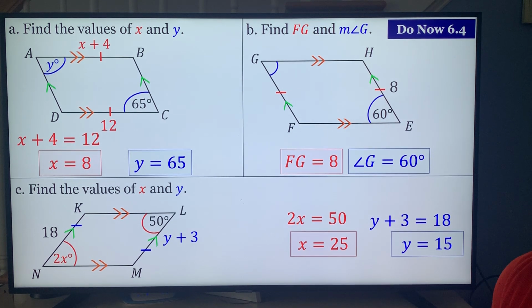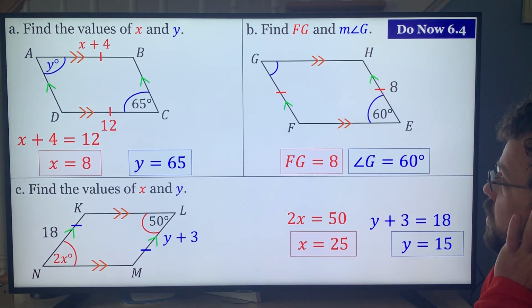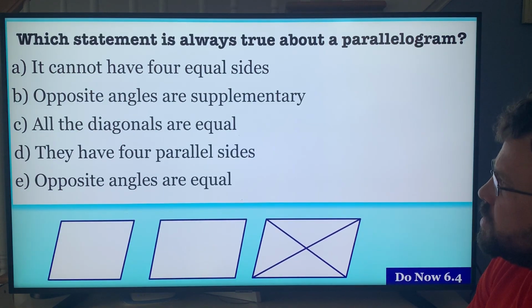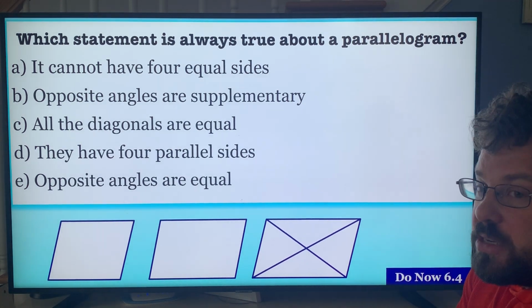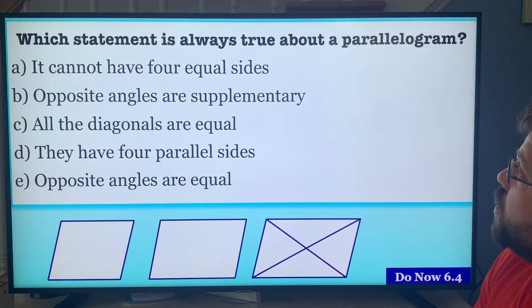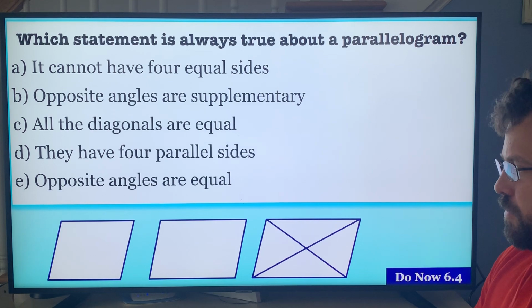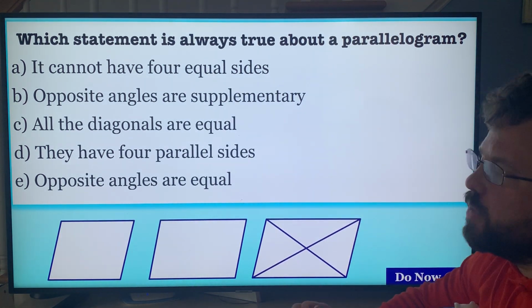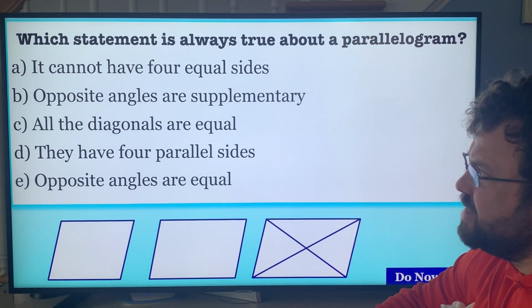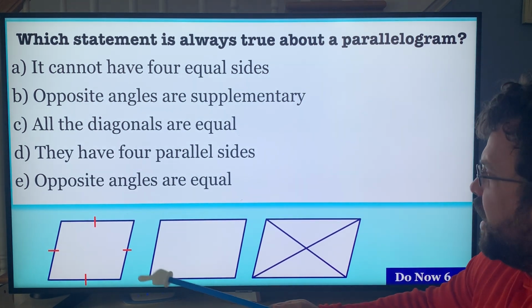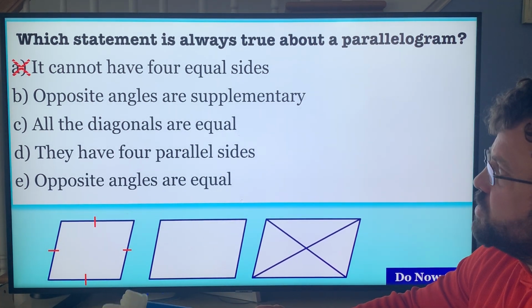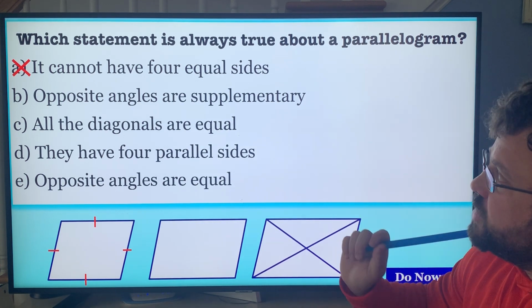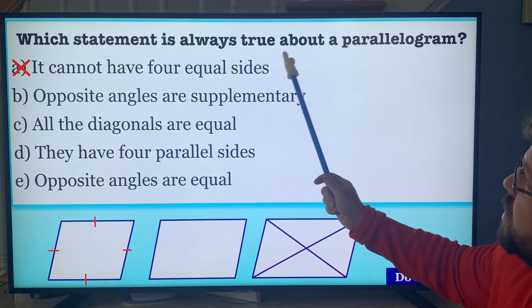All right. These concepts are what you're going to need to continue on today. We all good? Excellent. So let's finish up with the last part, part B. Which statement is always true about a parallelogram? So let's just walk through it. A parallelogram cannot have 4 equal sides? That's not true, because parallelograms can have 4 equal, or congruent, sides.